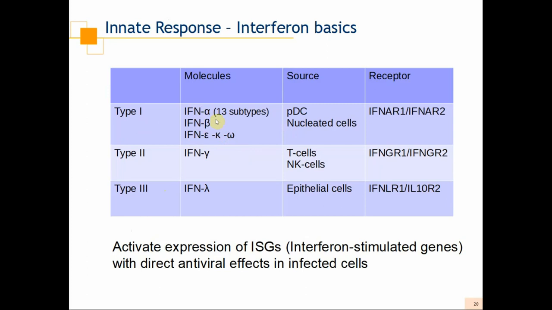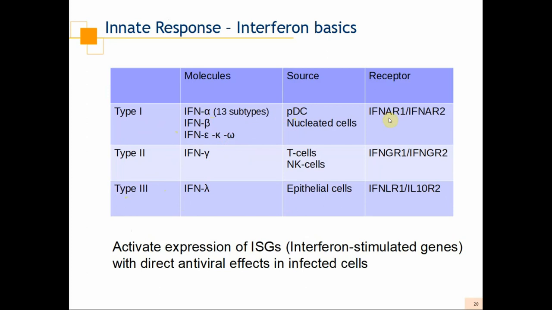Interferon alphas are mainly secreted by plasmacytoid dendritic cells. Interferon beta can pretty much be secreted by all nucleated cells after virus infection. Type 2 interferon is interferon gamma, which is expressed by T cells and NK cells, and type 3 interferons are interferon lambda, which is expressed by epithelial cells. The classification makes sense because these different interferons, type 1, type 2, and type 3, use different receptors.